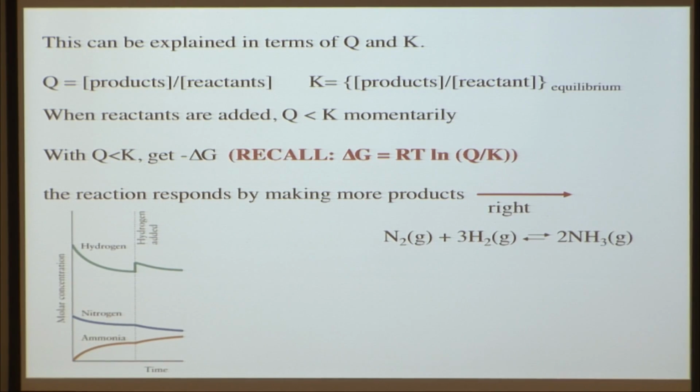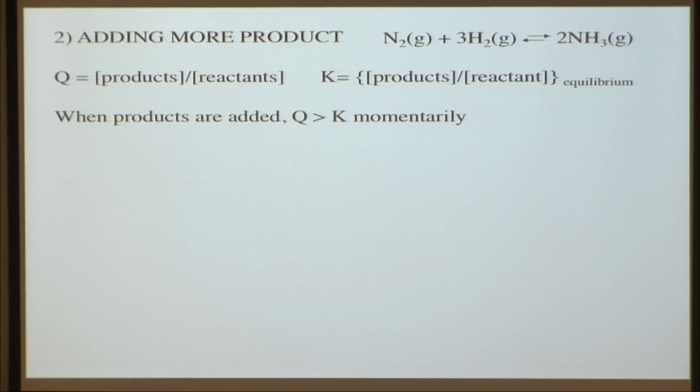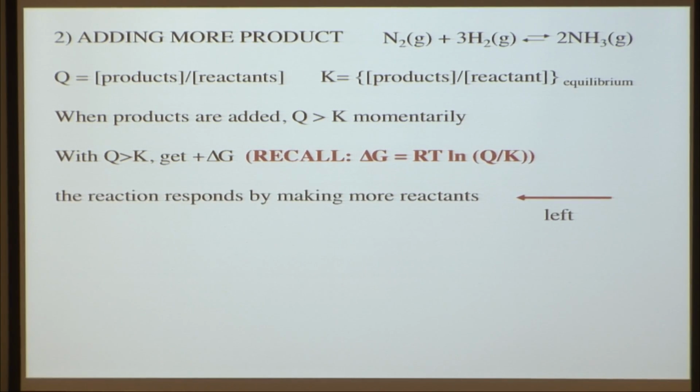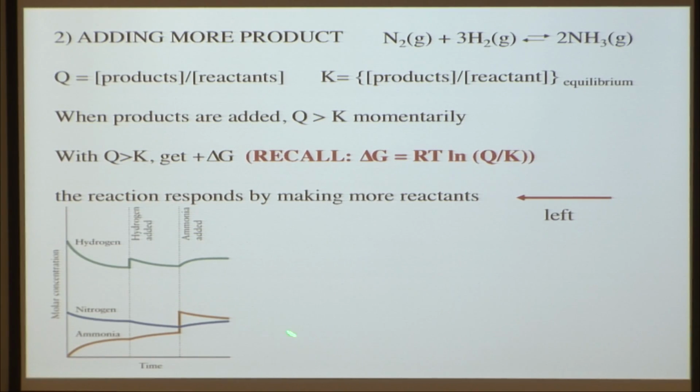Now what happens if we add more product? When you're adding more product, Q is greater than K momentarily. You have too many products now compared to equilibrium. And when Q is greater than K, you get a positive delta G. And that means that it's spontaneous in the reverse direction or non-spontaneous in the forward direction. So you shift toward reactants, you shift to the left. So again, you can use this equation to think about what direction is now going to be favorable. And so here you added product, the product gets used up, it's shifting toward reactants, and you're making more reactants until you reach equilibrium again.